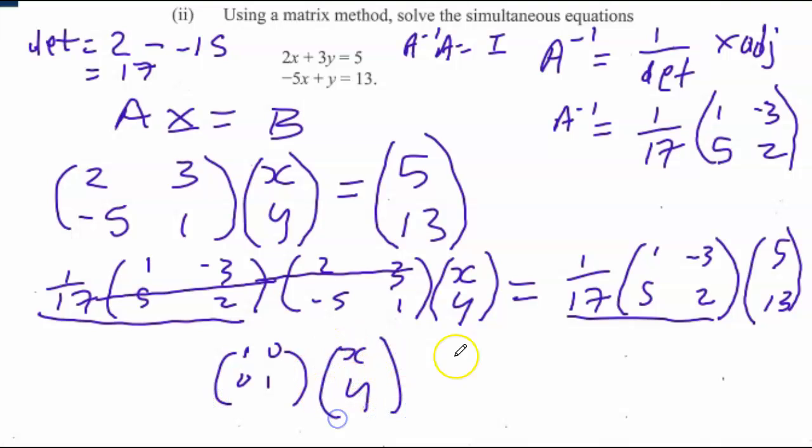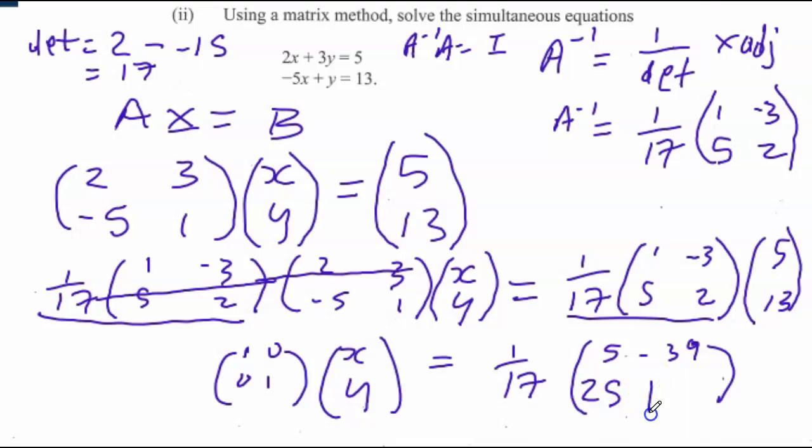Alright, and you can do the long expansion if you wish. And then over here, you have 1 over 17. Let's do the multiplication now. Row by column. So 1 negative 3 times 5, 13. So 1 times 5, that's 5. And negative 3 times 13, that's negative 39. And then the other row, 5, 2, by the same column. 5 times 5, that's 25. Plus 2 times 13, that's 26.